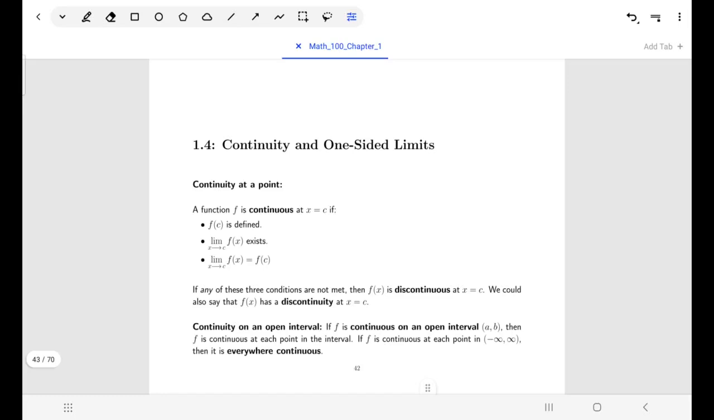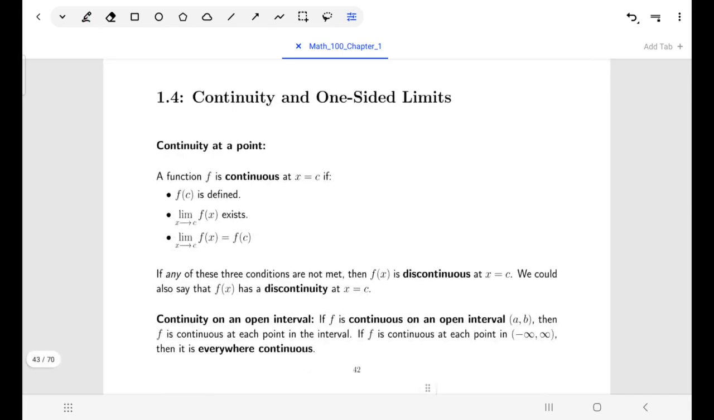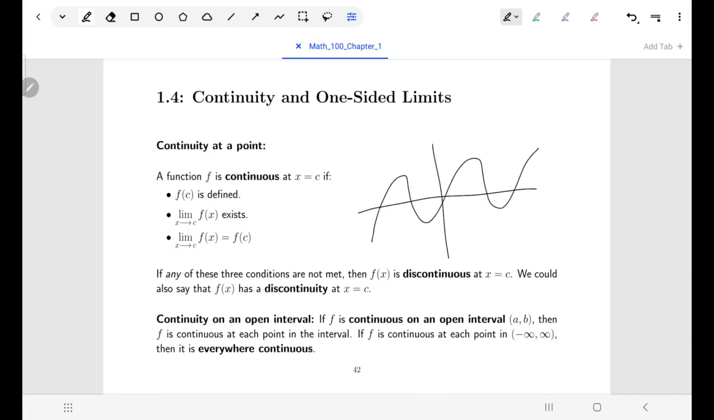Welcome back. In this section, we're going to look at continuity, and to do that, we're also going to need to talk a little bit about one-sided limits. Informally, when we're talking about continuity for a function, we usually describe it with words like we can draw the curve in one line without having to take our pen off the page.